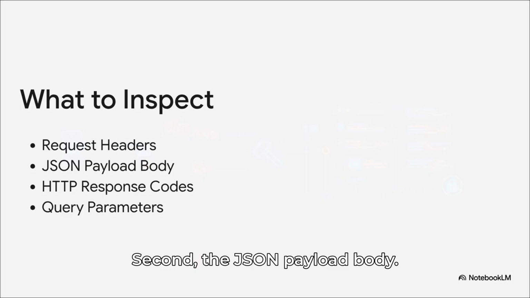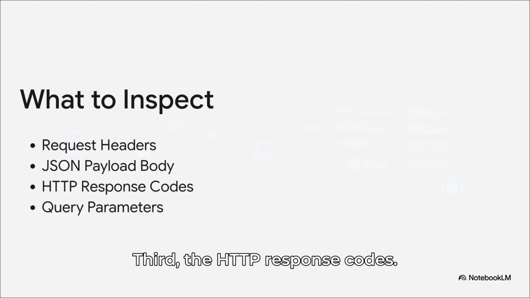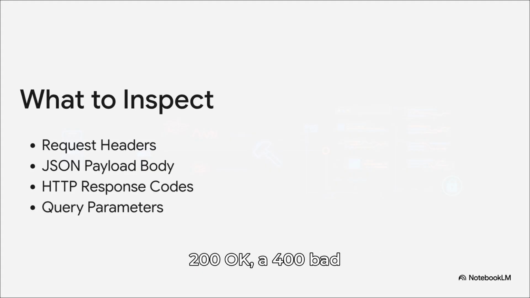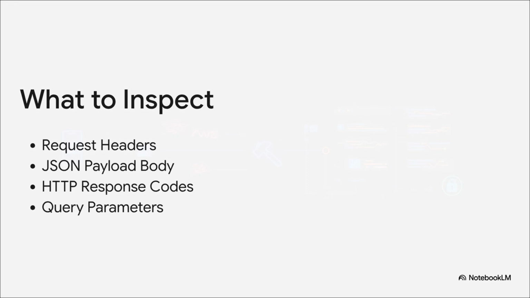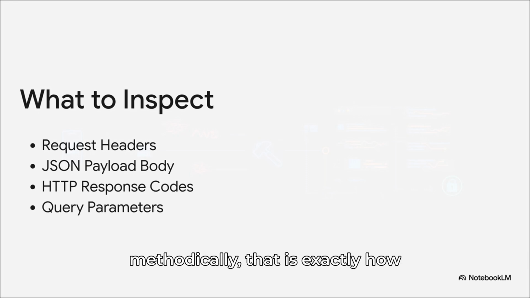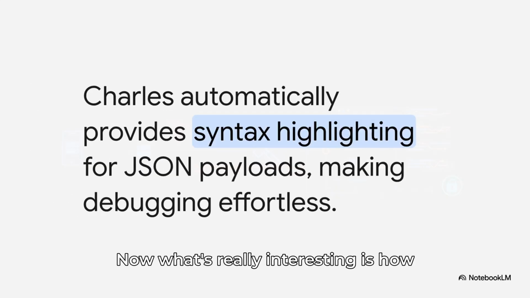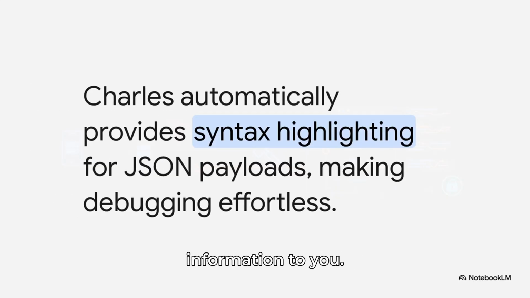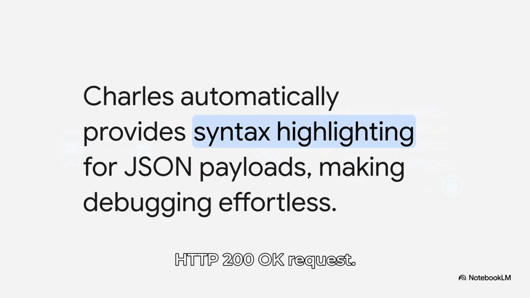Second, the JSON payload body. What exact data is the front end trying to send to the server? Third, the HTTP response codes. Is the server returning a healthy 200 OK, a 400 bad request, or maybe a 500 internal error? And finally, query parameters. Checking these elements methodically, that is exactly how you solve the puzzle. Now, what's really interesting is how Charles presents all this information to you. In its dark themed UI here, notice how we're zoomed in on a specific HTTP 200 OK request.